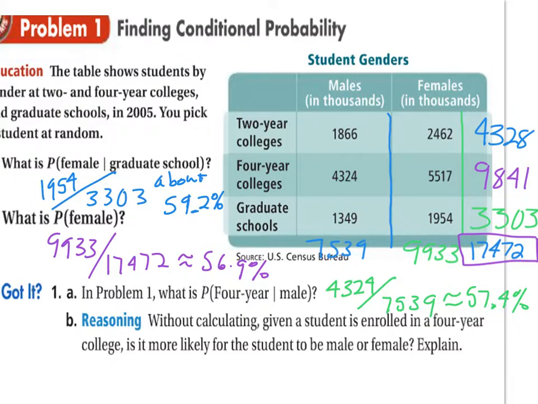And then the next, bottom question there, without even calculating: given a student is enrolled in a 4-year college, is it more likely for the student to be male or female? Again, you can just look at the 4-year college numbers. The number for females is higher, so it's more likely for a student to be female if they're enrolled in a 4-year college.